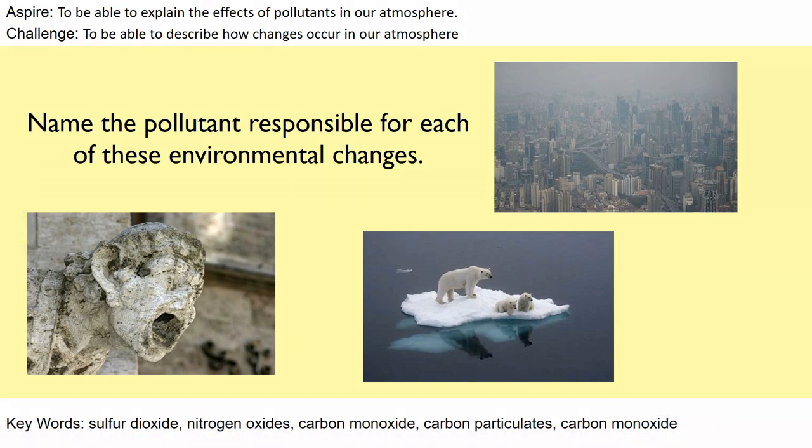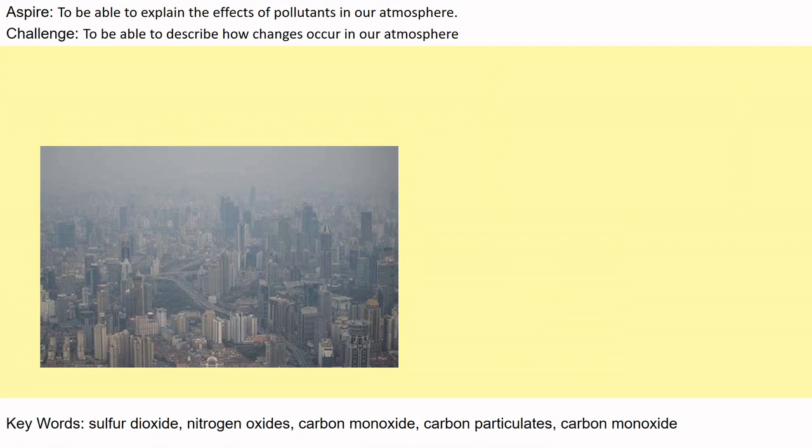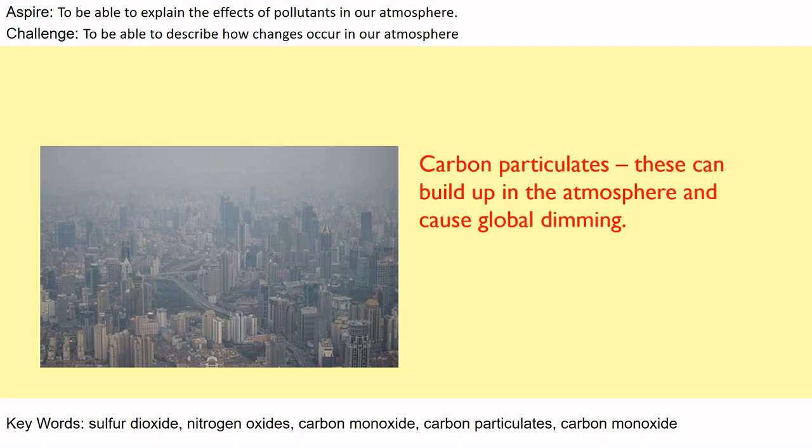Okay, so let's check your answers. Take our first image, which is a city, and in that city it looks quite dim, it's got very low visibility, and looking at that, that shouts to me global dimming. So that is linked to carbon particulates which have built up in that atmosphere, and you can see that dimming effect there. So let's have a look at our next picture.